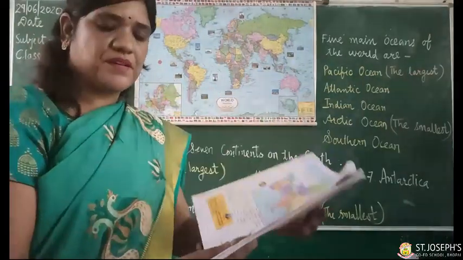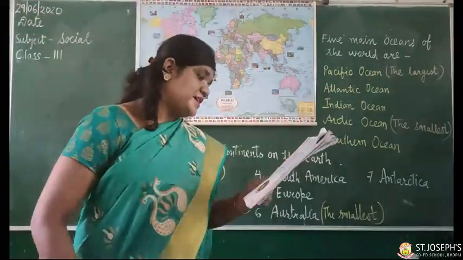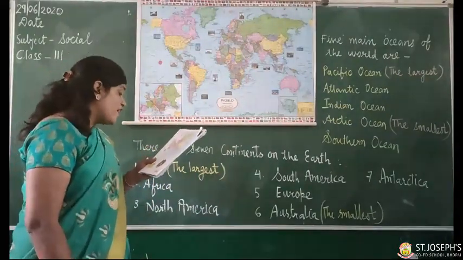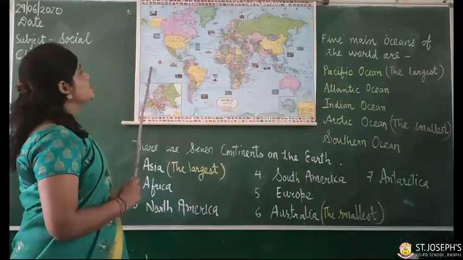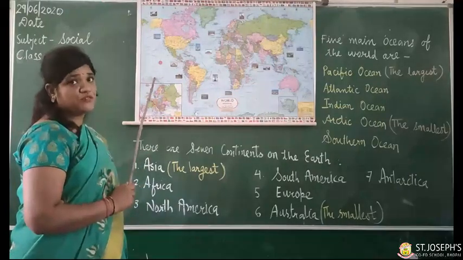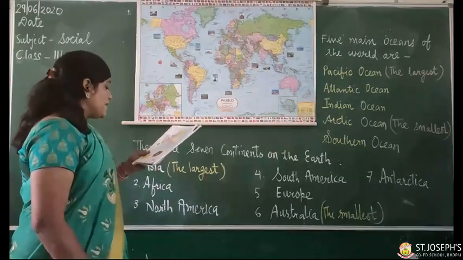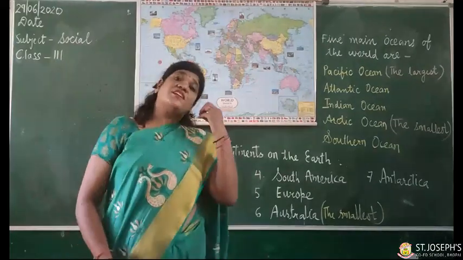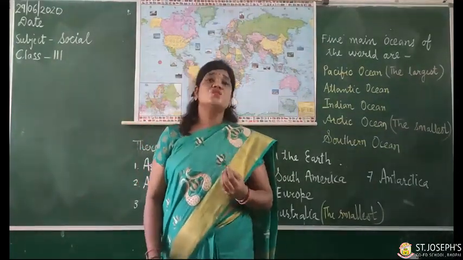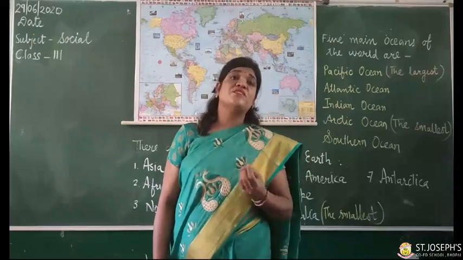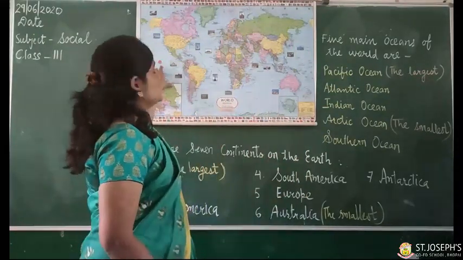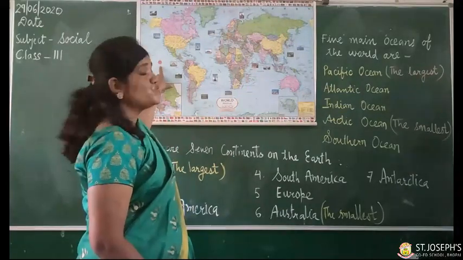Now, what is a compass? See the map. If you see the map carefully, you can find the picture of a compass on a map. A compass is an instrument which helps us to know the directions. What is the main use of a compass? The main use of a compass is to find out the directions.